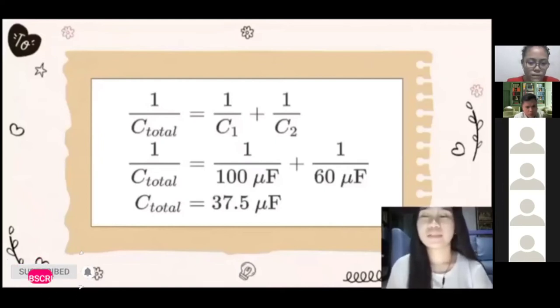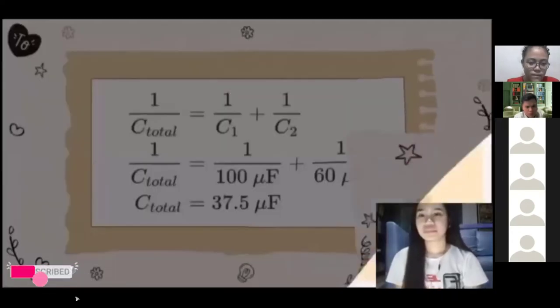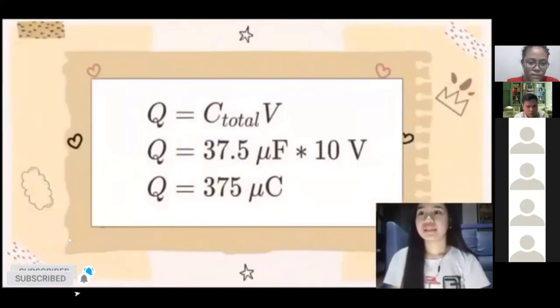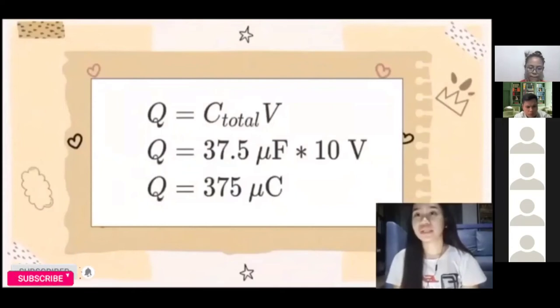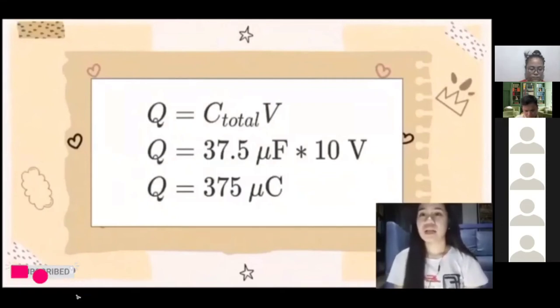1 divided by 0.27 is equal to 37.5 microfarad. In letter B, since the charge is the same across capacitors in series, we can use the charge found using the total capacitance and the total voltage drop to find the charge in the C sub 1 capacitor. So, we're going to use the formula Q is equal to C sub S times the voltage.